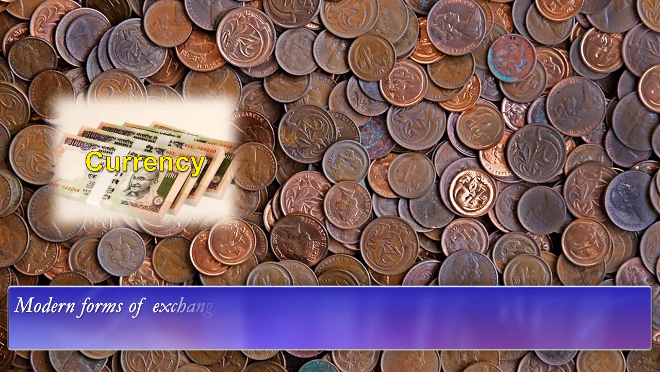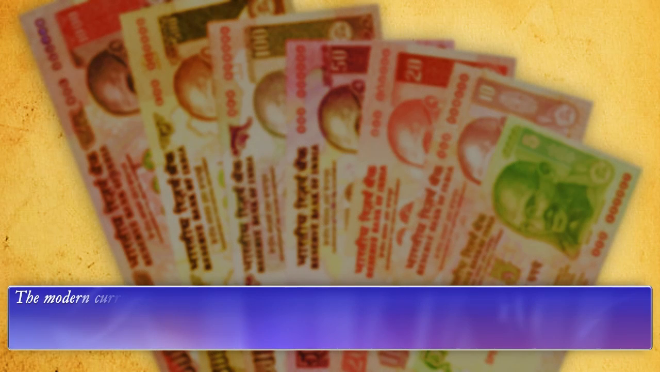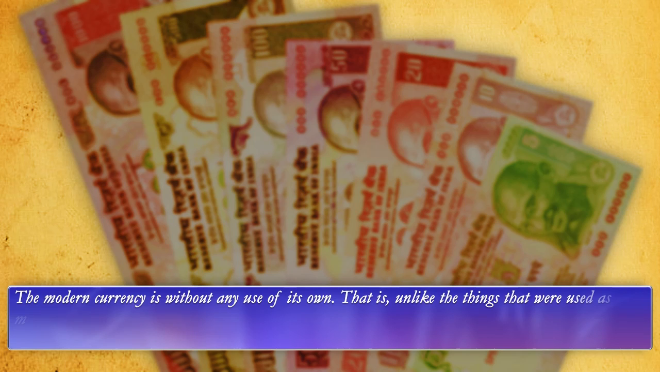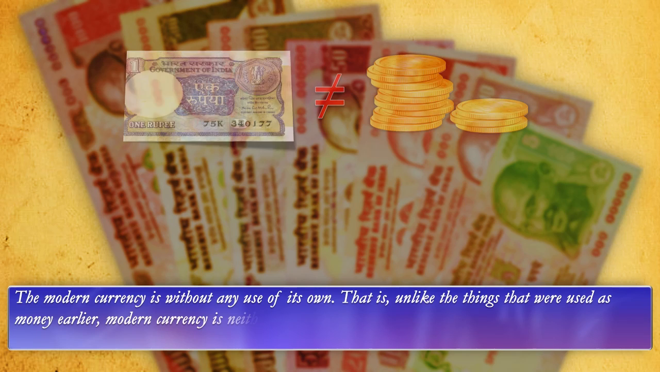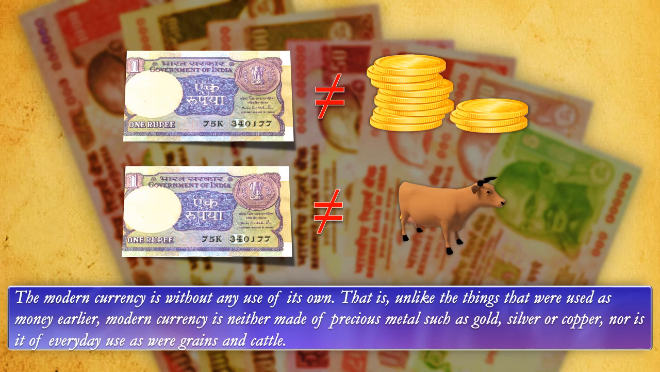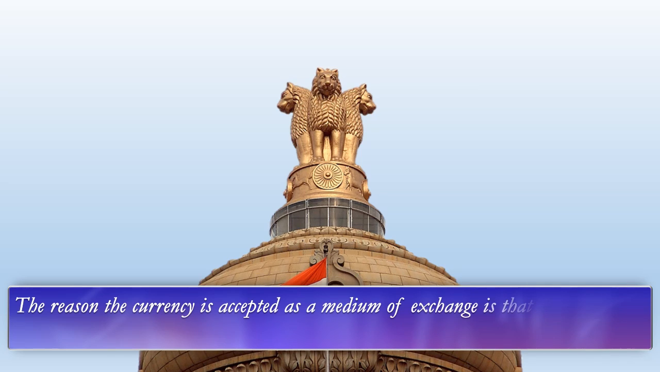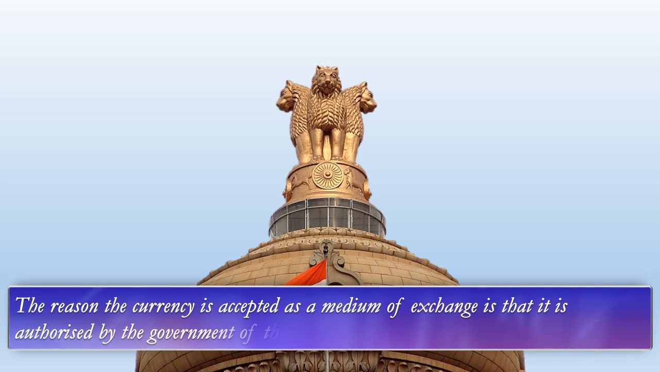Modern forms of exchange include paper notes and coins. These are together referred to as currency. The modern currency is without any use of its own. That is, unlike the things that were used as money earlier, modern currency is neither made of precious metals such as gold, silver or copper, nor is it of everyday use as were grains and cattle. The reason the currency is accepted as a medium of exchange is that it is authorized by the government of the country.